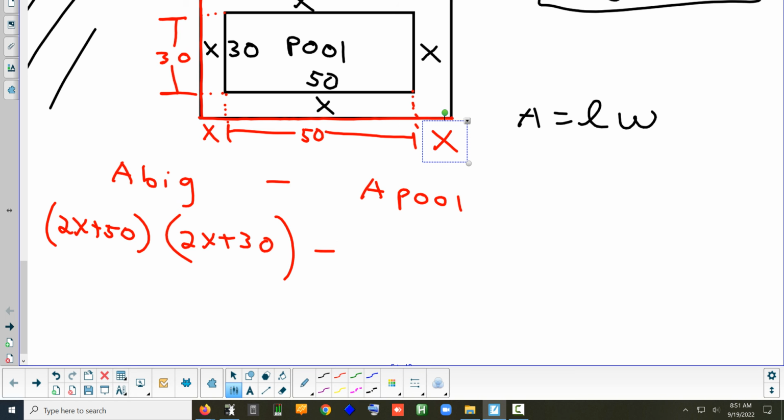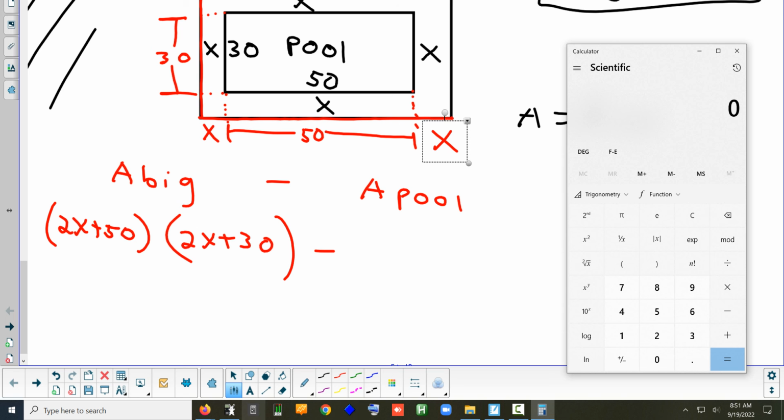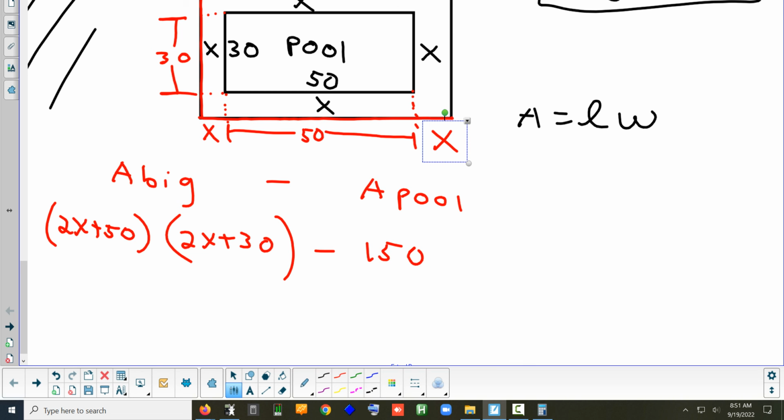So we're going to subtract the area of the pool, and that we can figure out. That's 30 times 50. So multiply that out. Yep, you get 1,500.